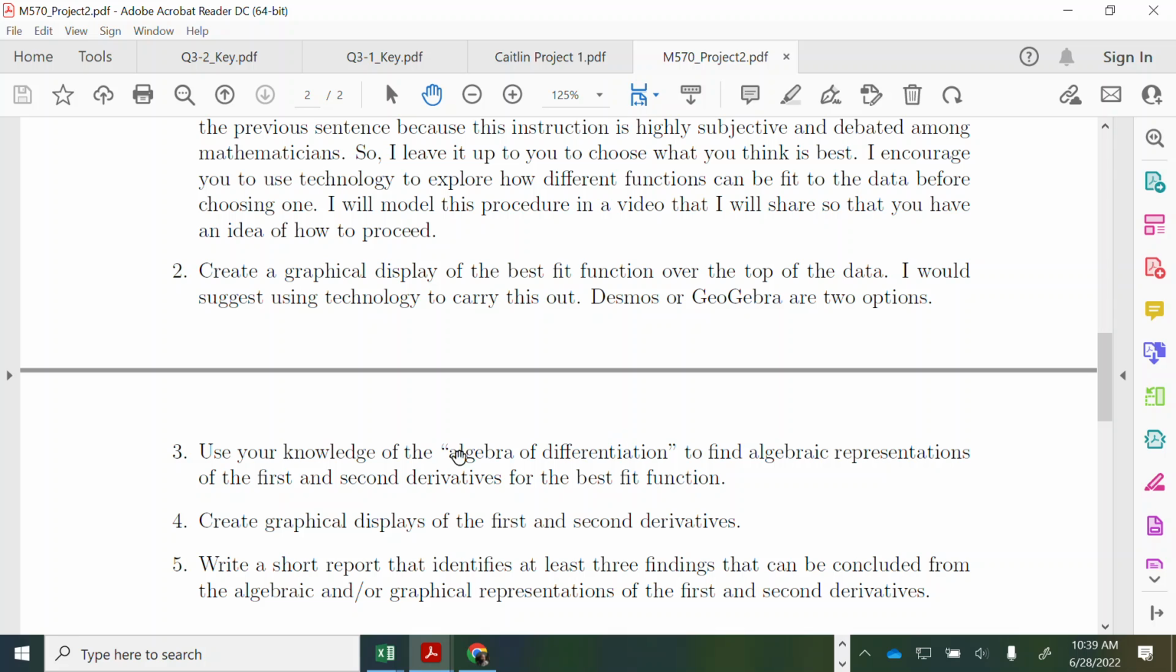And then go ahead and use what we've learned in the course. That is, we have these rules of differentiation. We have what we would think of as a whole new algebra to find the first and second derivatives. So in this case, you're not going to be looking for a first and second derivative graph of data. You're going to just be looking for a first and second derivative as an algebraic function. And then go ahead and create graphical displays of these first and second derivatives.